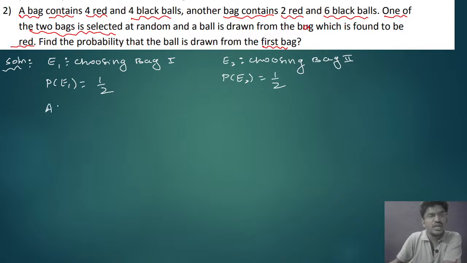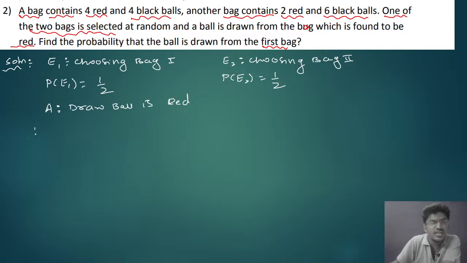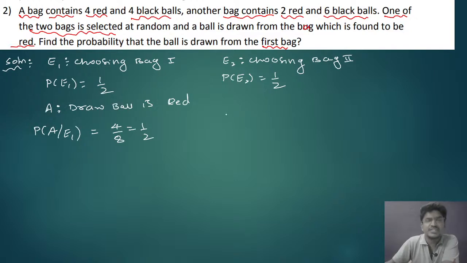So here event A is the drawn ball is red. For that, the probability of the drawn ball being red from bag 1 is how much? In the first bag there are 4 red balls, 8 total balls, that is 1 by 2. Next, probability of red from E2: there are 2 red balls, totally there are 8 balls, so it is 1 by 4.